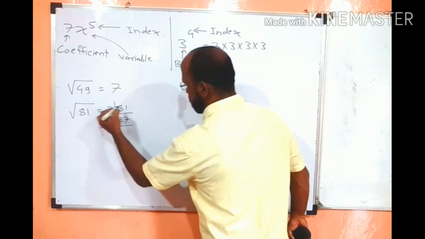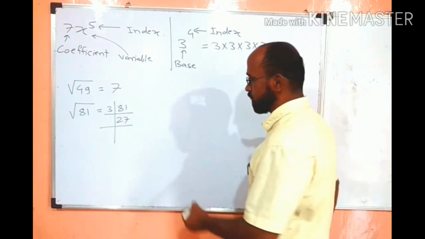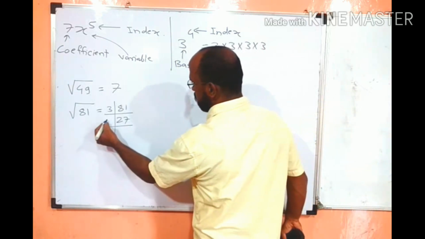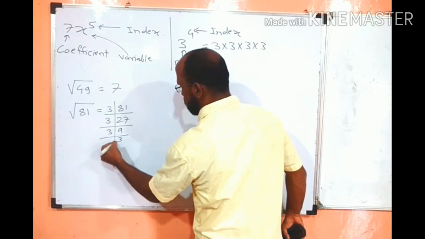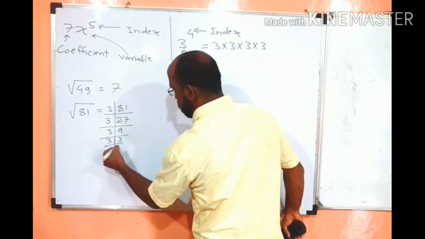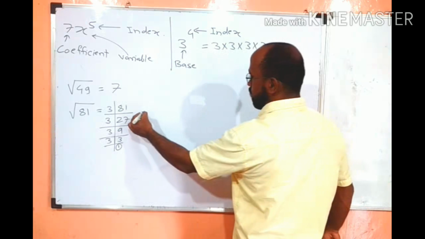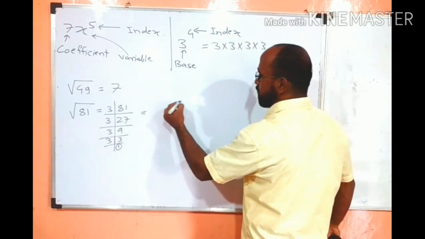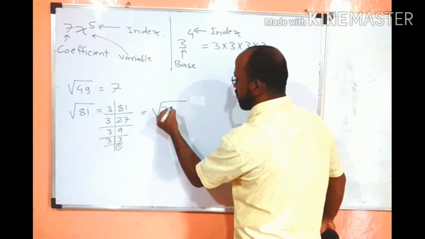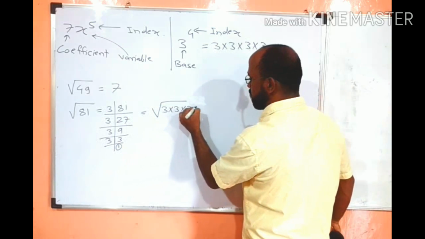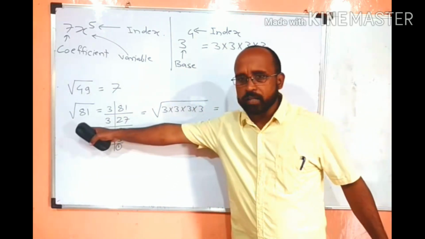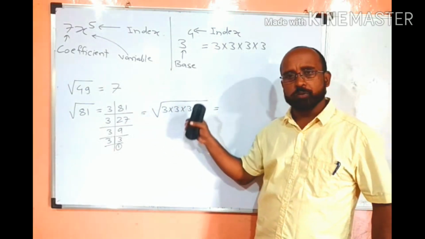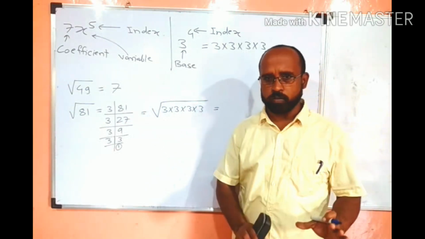81 divided by 3, 8 plus 1, 9 divisible by 3. So answer is 27. 27 divided by 3, 9. 9 divided by 3, 3. 3 divided by 3, 1. And this is our final answer. So root 81 can be written as the square root of 3 multiplied by 3 multiplied by 3 multiplied by 3. So root 81 is equal to root 3 into 3 into 3 into 3. This part also we learned.